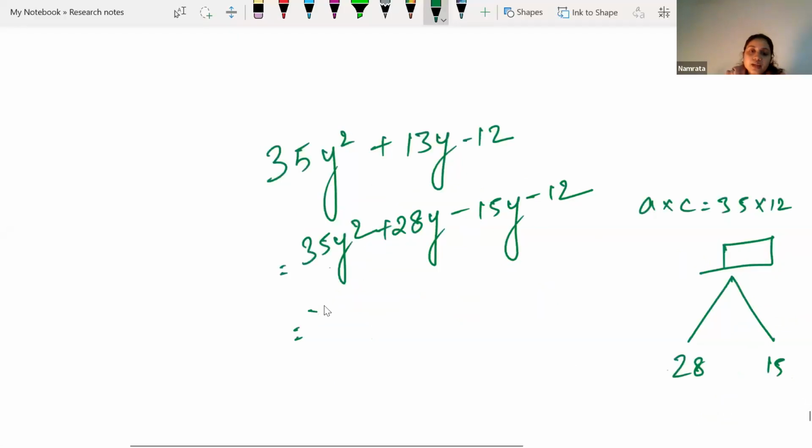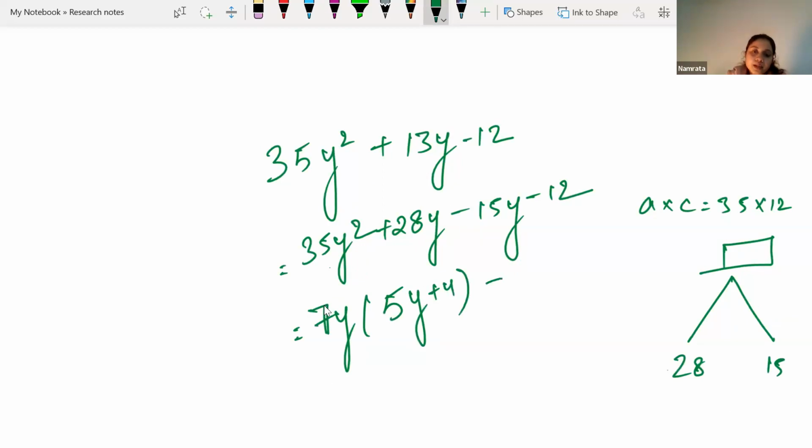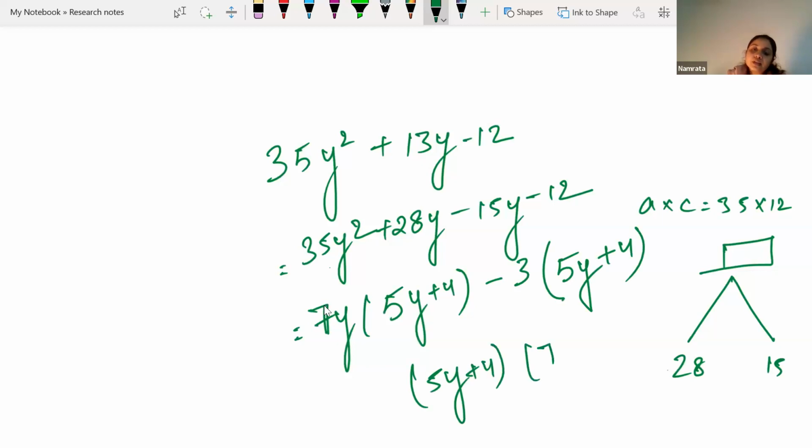Can we take 7y common over here? 5y plus 4. And here again if we take 3 out common, 5y plus 4. So we are getting 5y plus 4 and 7y minus 3. Are you getting the same? Yes.